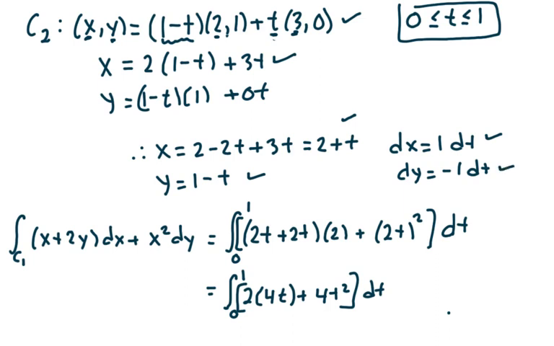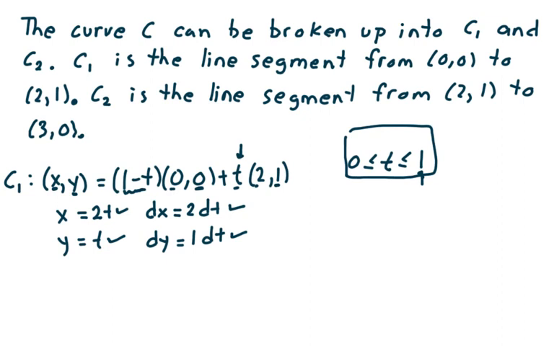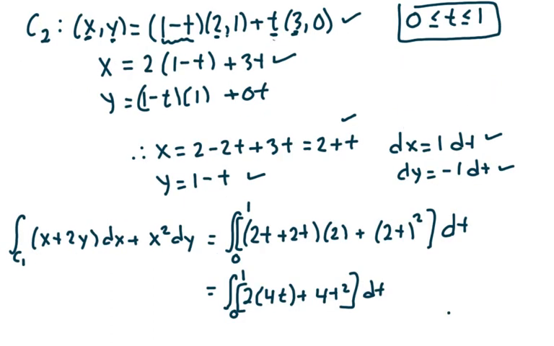dy is negative 1 dt. Now, I'm going to look at the integral over C1, remember, this is C1 right now, of x plus 2y dx plus x squared dy. Now, if we go back to C1, remember x equals 2t, y equals t. And so if you notice, I'm going to replace x with 2t. I'm going to replace y with t.